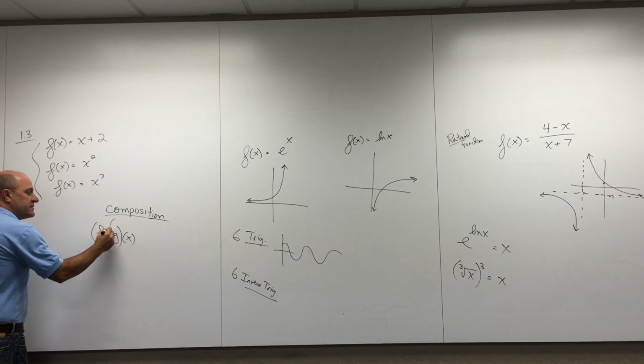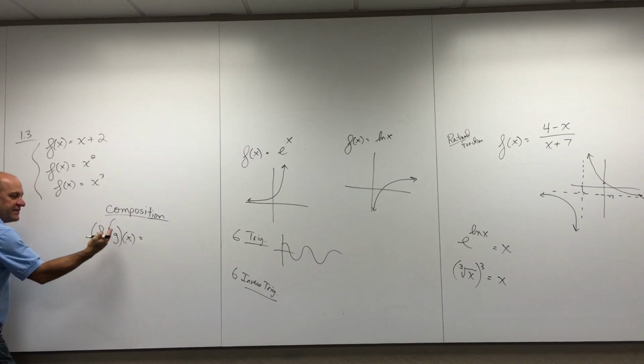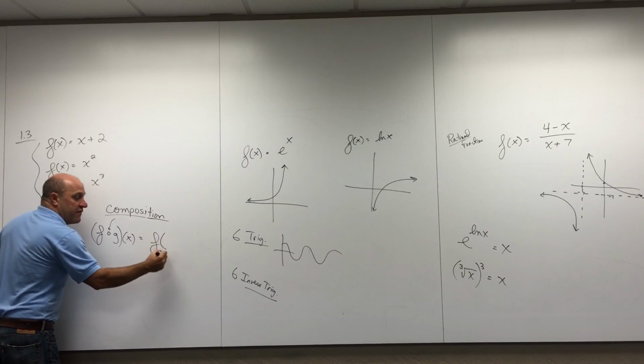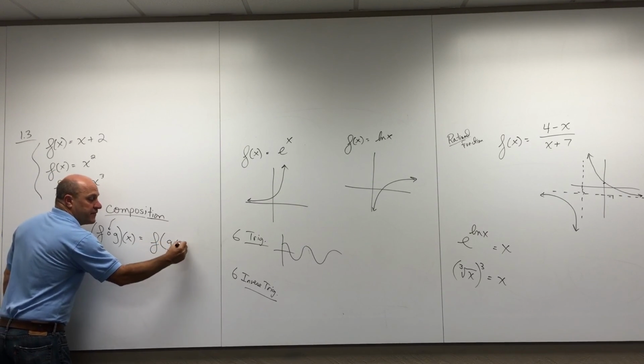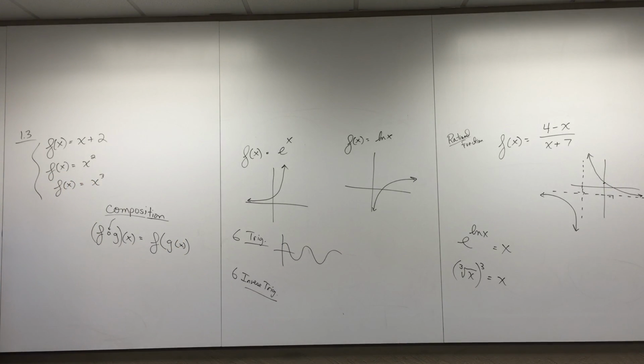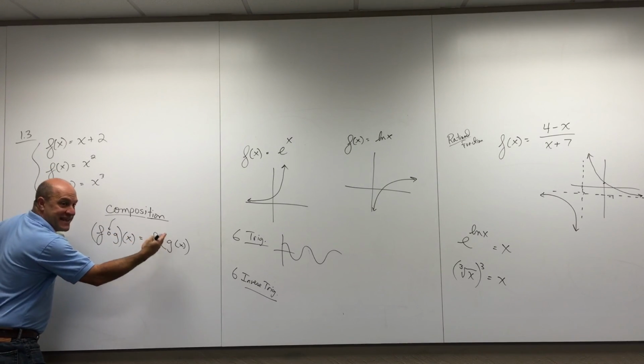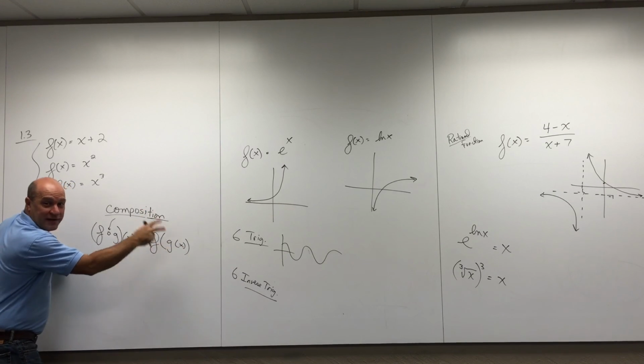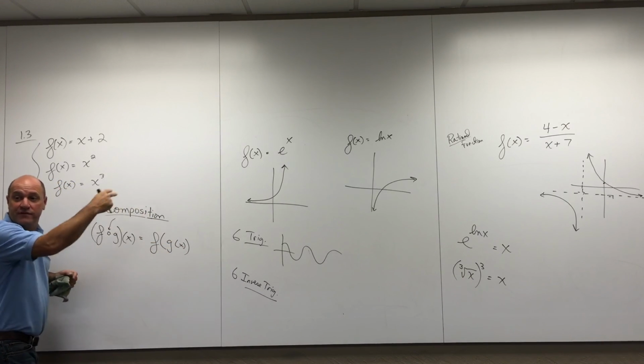Here's what it means. It means take the g function and stick it inside of the f function. I'm going to write it like this: f of g of x. I think of these functions as having an input. The x is the input variable to the function f. Well, in this example, what's the input to the function f? The g function. The whole entire g function becomes the input to the f function.